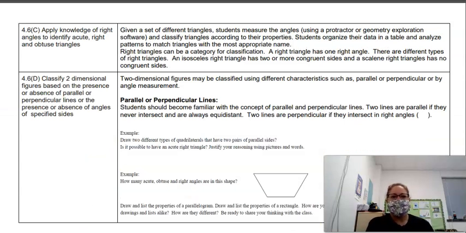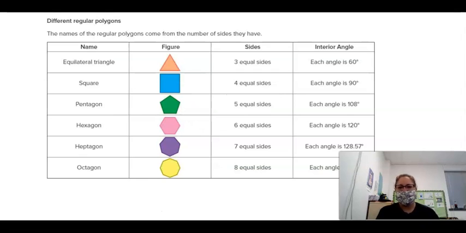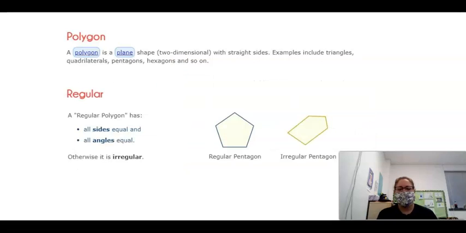We also classified two-dimensional figures based on the presence or absence of parallel or perpendicular lines, or the presence or absence of angles of a specified size. In other words, we identified polygons. So today we're going to practice identifying polygons a little bit before we take our exam. So remember, we have regular and irregular polygons.